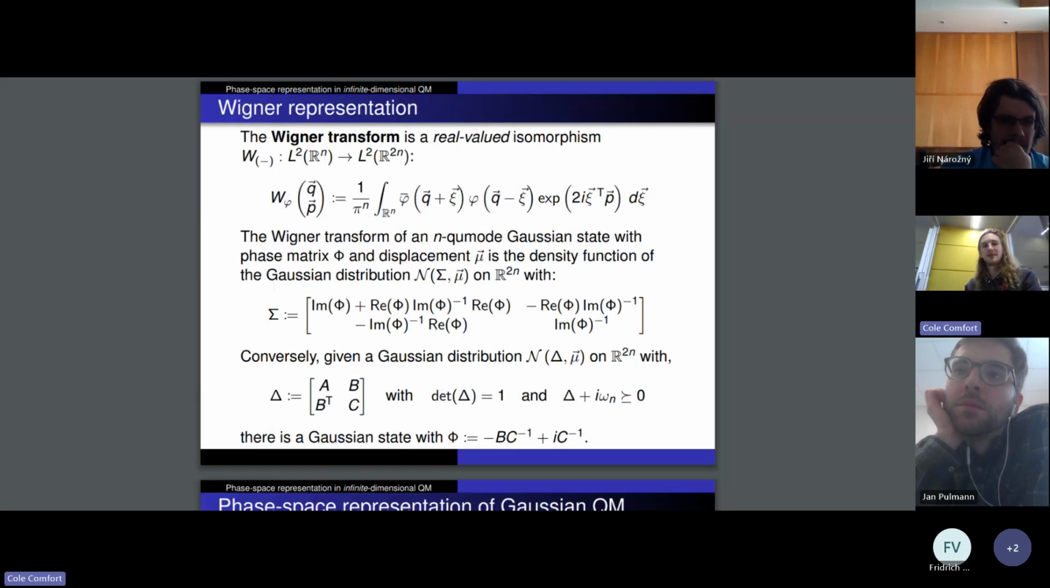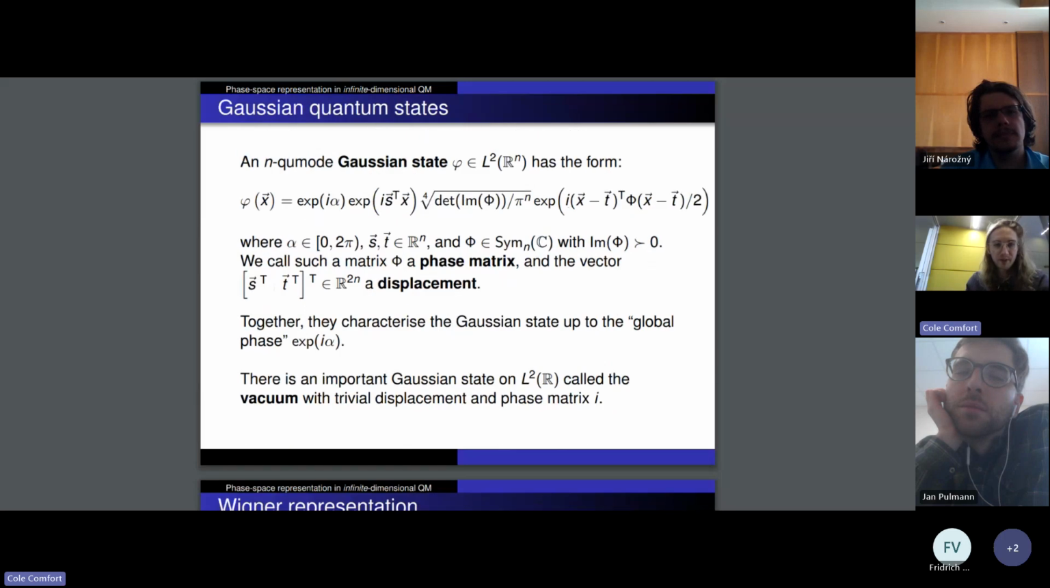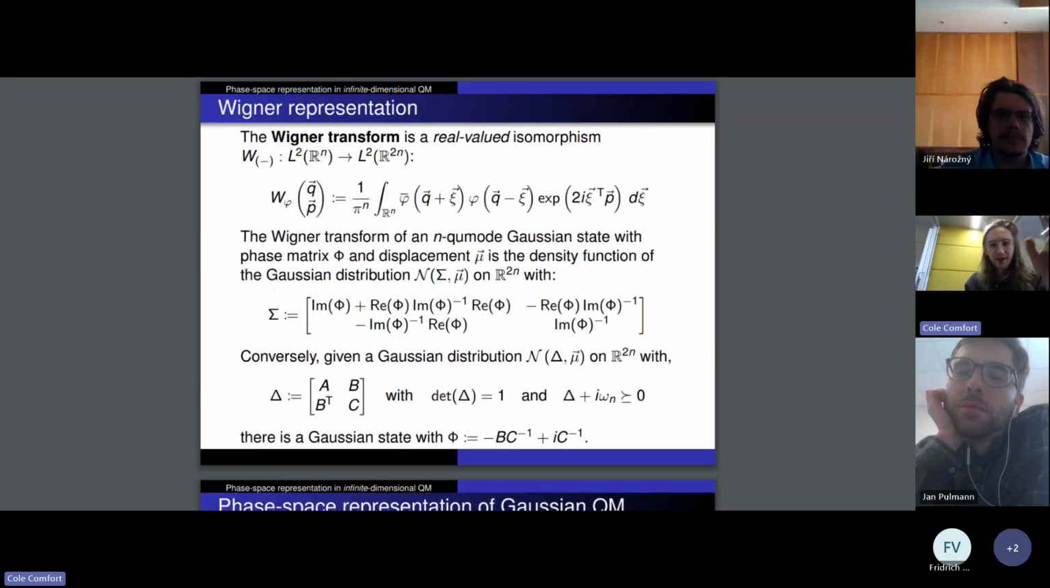And this is a Gaussian distribution, and also what I called the displacement back here. You just take this vector and chunk it together, so it's a vector in R to the 2n, and this is like the mean of your Gaussian distribution. So I've doubled the dimension. I've removed all the complex stuff. So now I have an honest Gaussian distribution on R to the 2n, which will be our phase space.